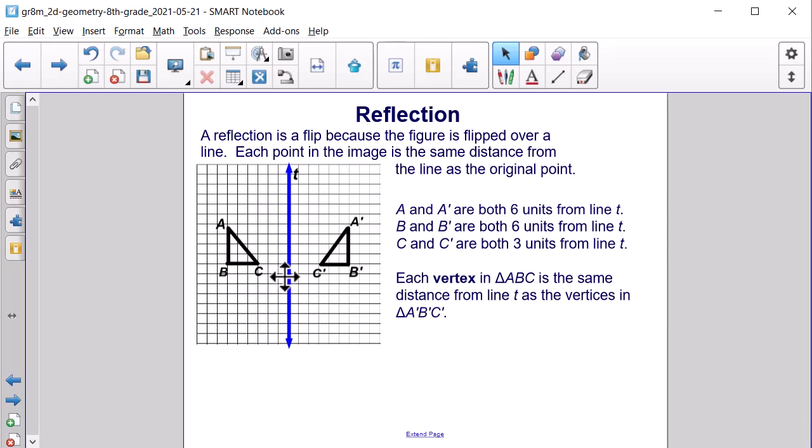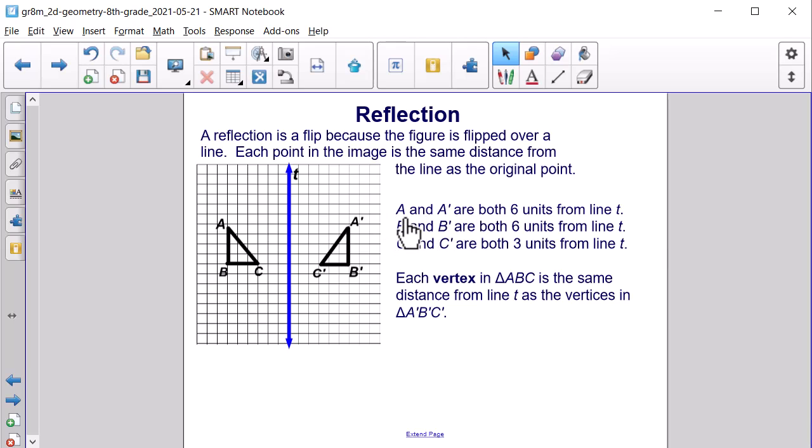Each point in the image is the same distance from the line of reflection as the original point. So if we notice point C, we had to go 1, 2, 3 spaces to get to the line of reflection, so we have to do the same thing on the other side. 1, 2, 3. Point A, we have to go over 1, 2, 3, 4, 5, 6. So let's see if it's another 6. It should be 1, 2, 3, 4, 5, 6. Yes, that gives us our A prime.